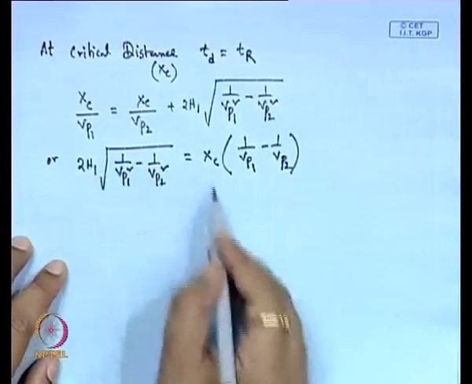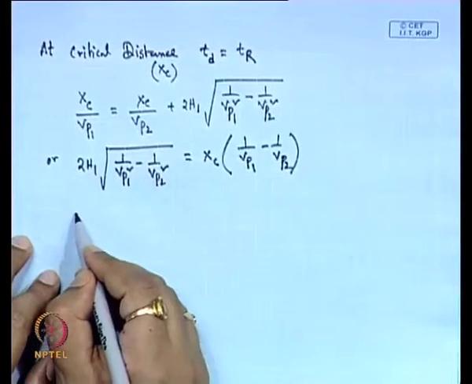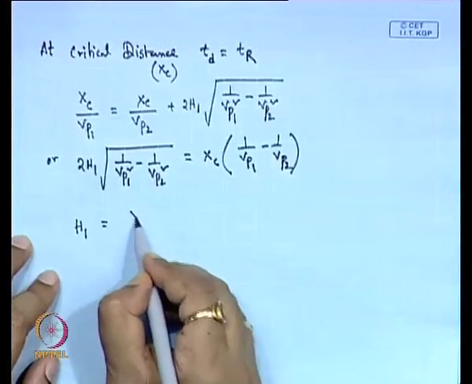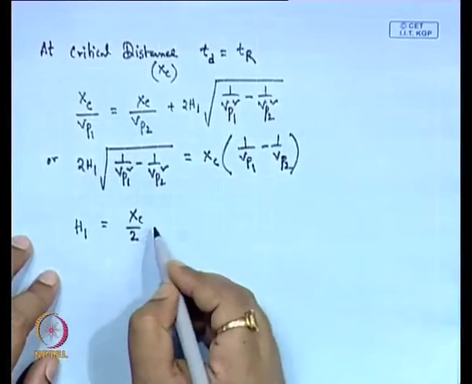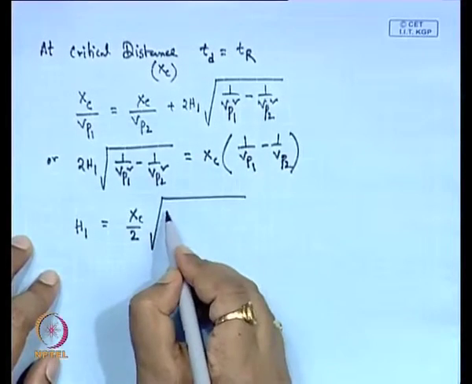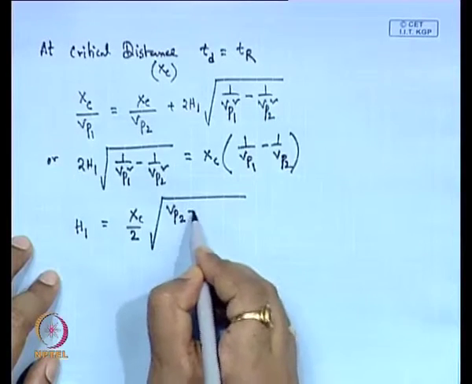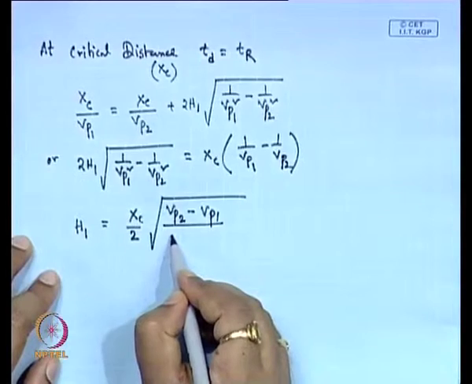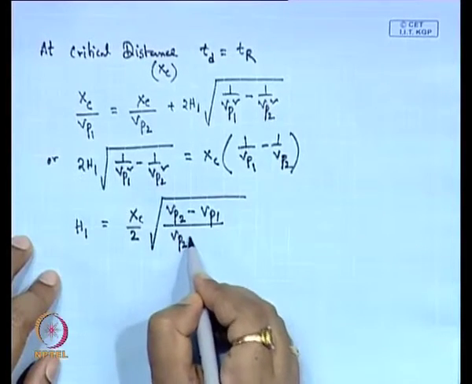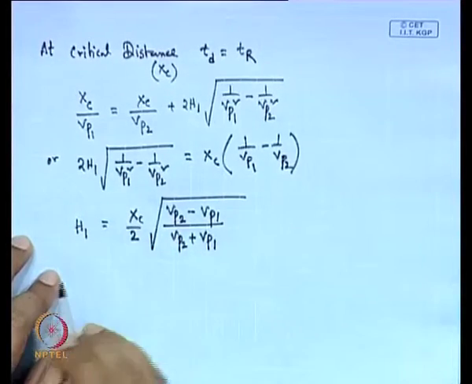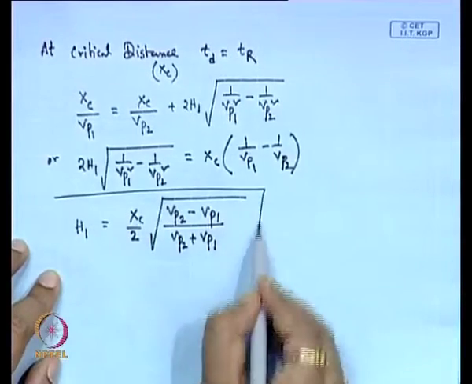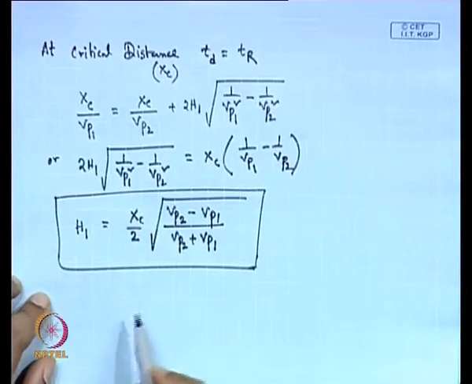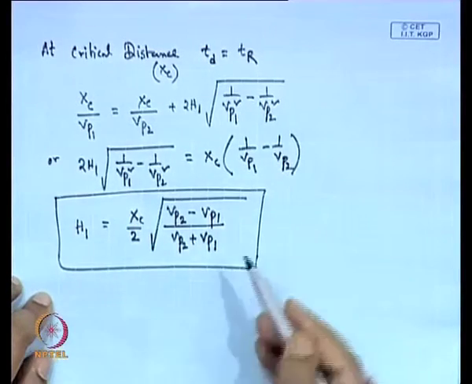So, if we further simplify this expression, we can finally get that h 1 will be equal to x c divided by 2 into root over V p 2 minus V p 1 divided by V p 2 plus V p 1. So, this will give you the expression of the layer thickness. Here we have written h 1 because this is the first layer we have taken.